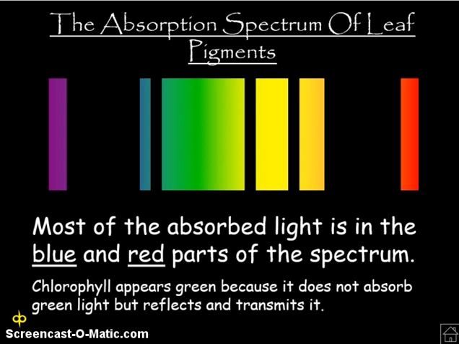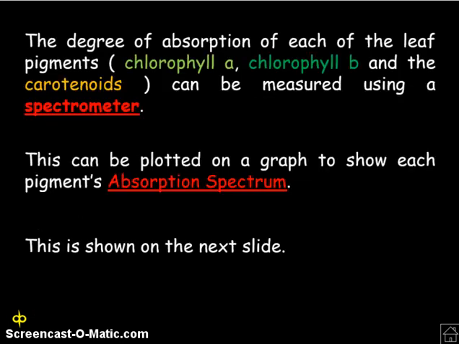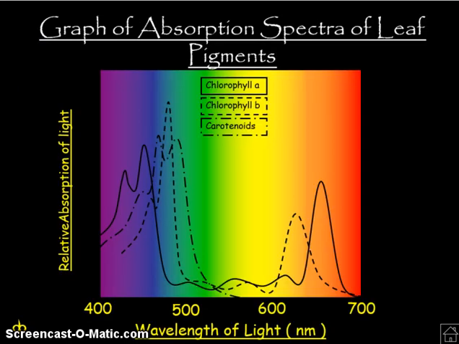Most of the absorbed light is in the blue and red parts of the spectrum. Chlorophyll appears green because it does not absorb green light, but reflects and transmits it. The degree of absorption of each of the leaf pigments, chlorophylls A and B, and the carotenoids can be measured using a spectrometer. This can also be plotted on a graph to show each pigment's absorption spectrum. And here is the graph of absorption spectra of leaf pigments.